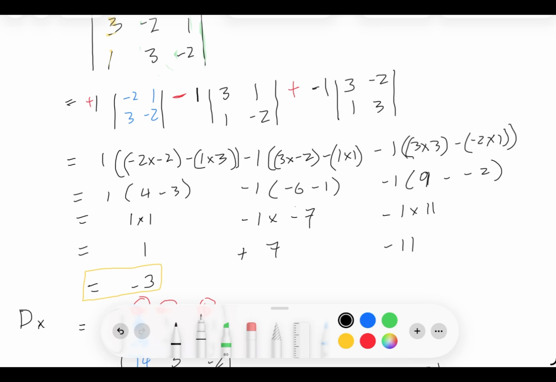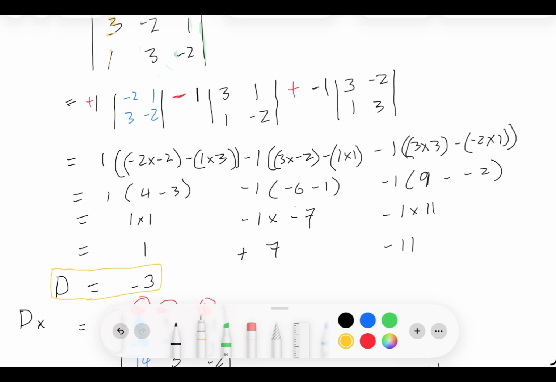So D, the value for D, will be equal to negative 3. So D equals negative 3. All right, D equals negative 3. That's our answer for D. Right there.